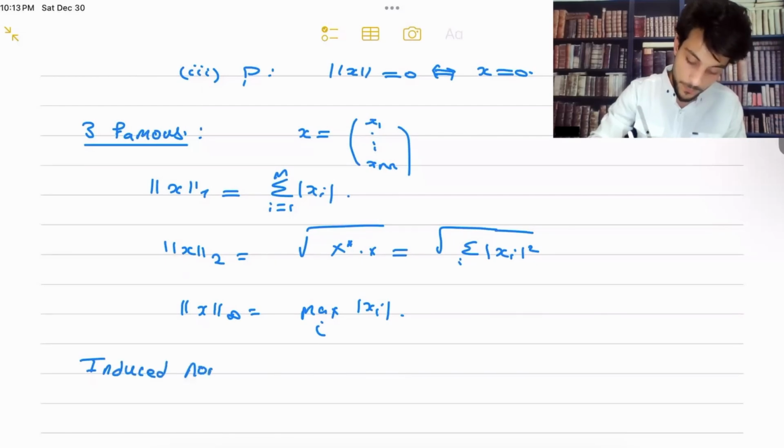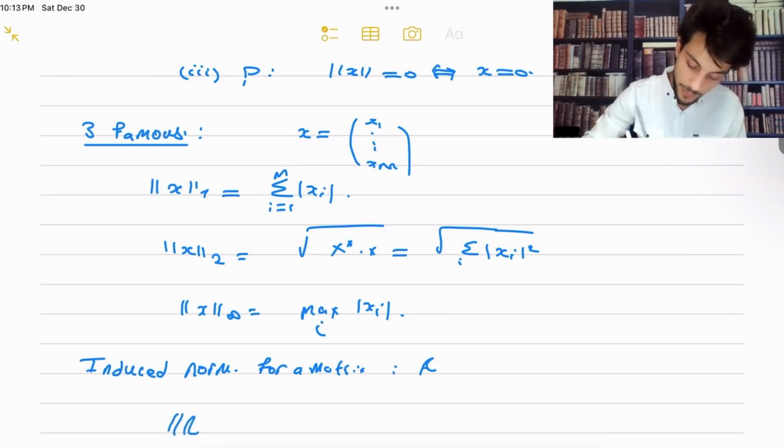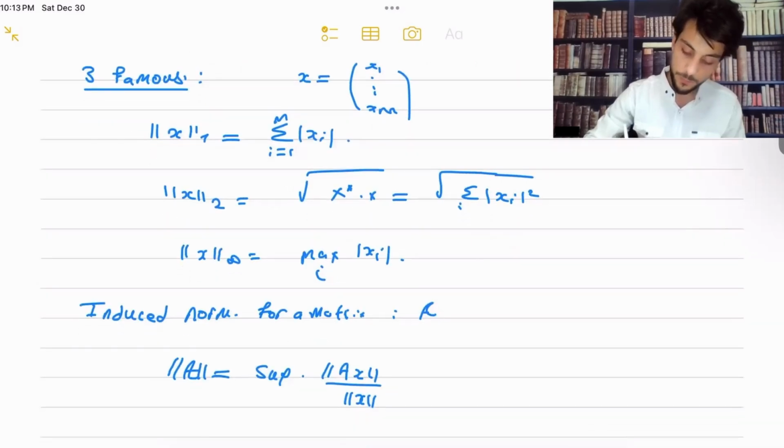norm for a matrix. So if we're given a matrix A, we define the induced norm of A to be the sup over all the ratios of this form. Okay, so it's a way of averaging, where we're taking the sup over all vectors that are not 0. Of course, the multiplication here should make sense.